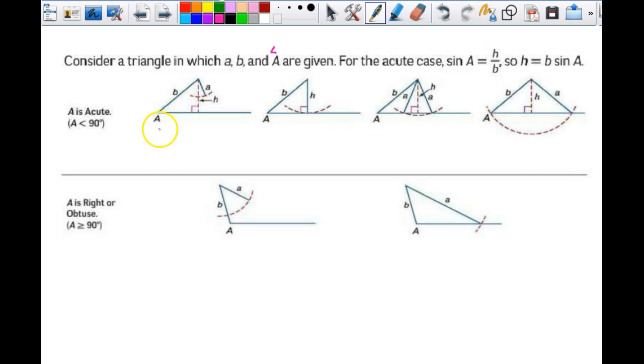So if a is less than b and a is less than h, then there is no solution, or 0 triangles. Here, this is h, this would also be little a. So if a is less than b and a is equal to h, what kind of triangle do we get? A right triangle, and you have one solution.